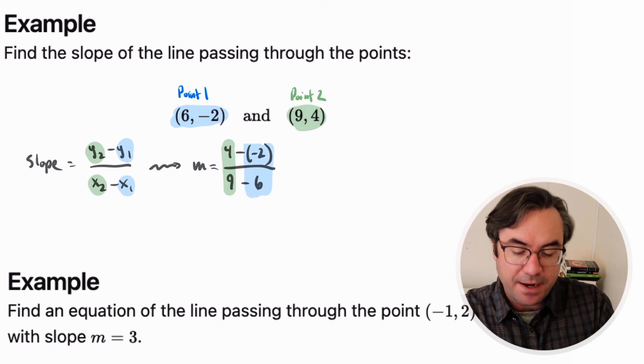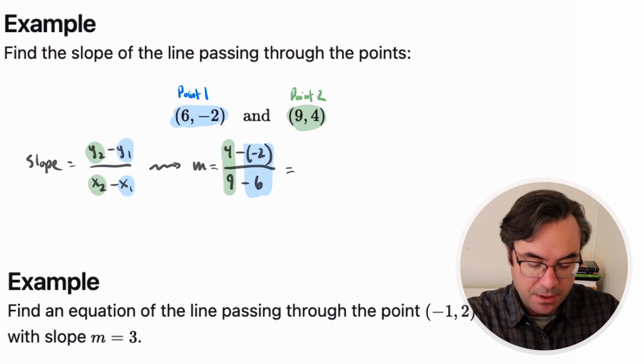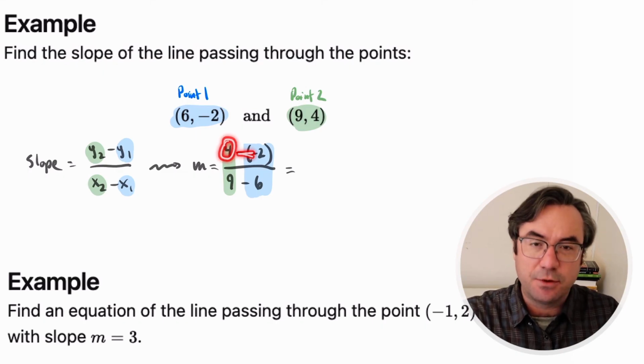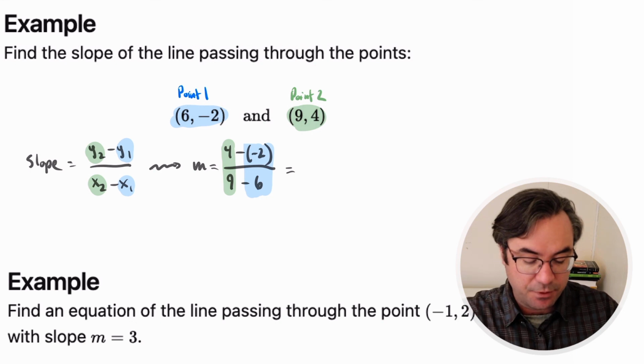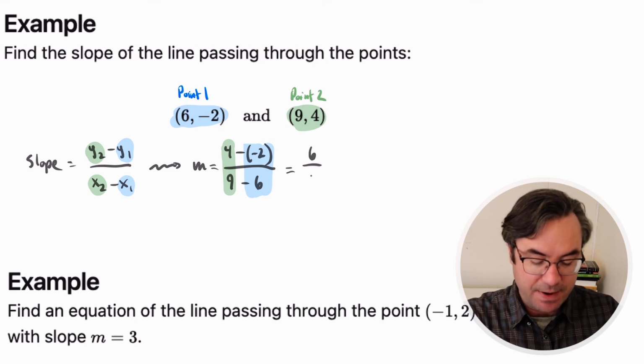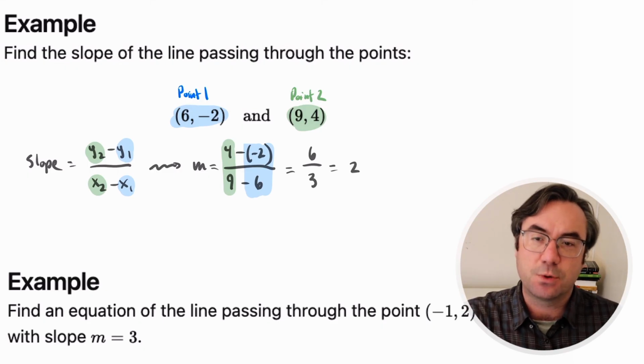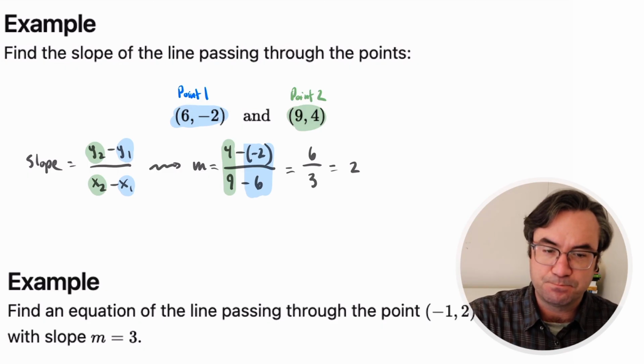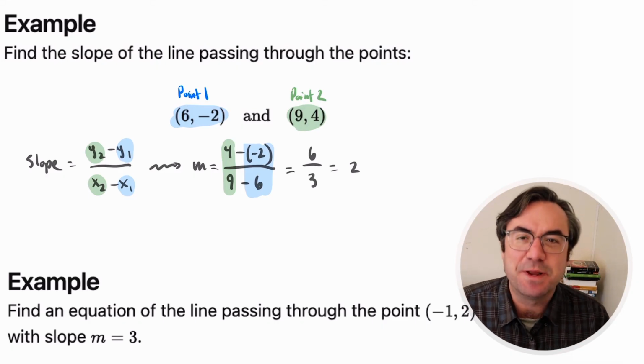And then if we simplify, what do we get? Well, on the top, we get 4, and then this double negative becomes positive. So we end up with 4 plus 2, which is 6. And then in the denominator, we get 9 minus 6, which is 3. And that simplifies to 2. So our slope here is 2. All right, so a little bit of practice there.